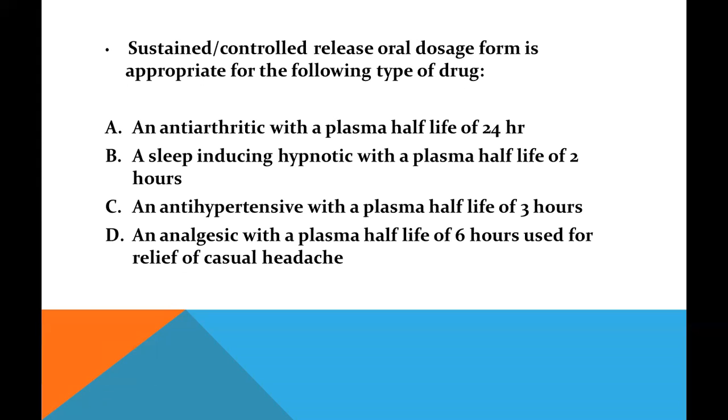The next question is, a sustained or controlled release oral dosage form is appropriate for the following type of drug. The options are an anti-arthritic with a plasma half-life of 24 hours, a sleep-inducing hypnotic with a plasma half-life of 2 hours, an antihypertensive with a plasma half-life of 3 hours, and an analgesic with a plasma half-life of 6 hours used for relief of casual headache. So the correct answer is option C, an antihypertensive with a plasma half-life of 3 hours.